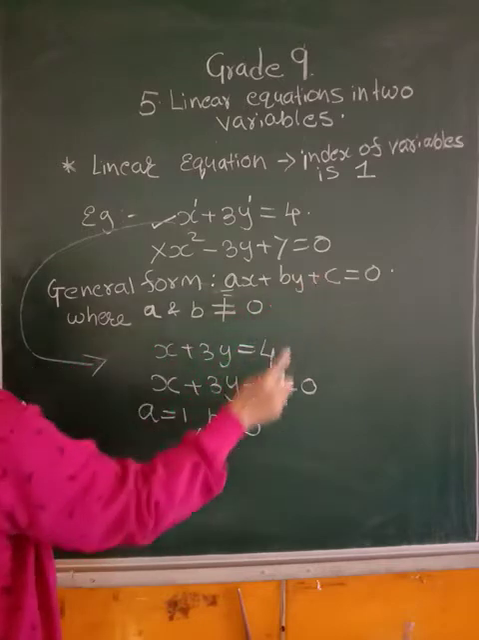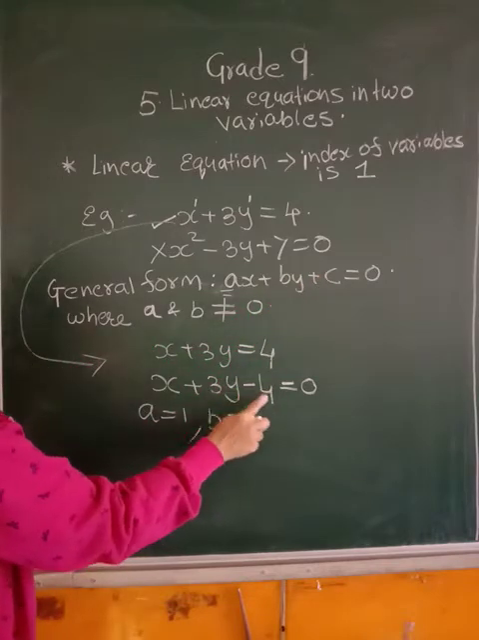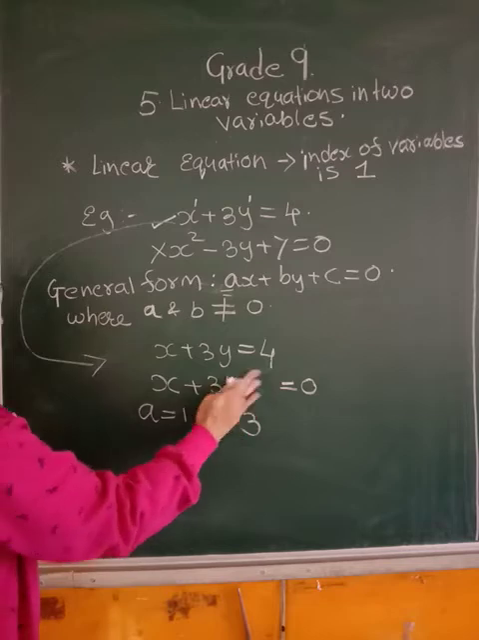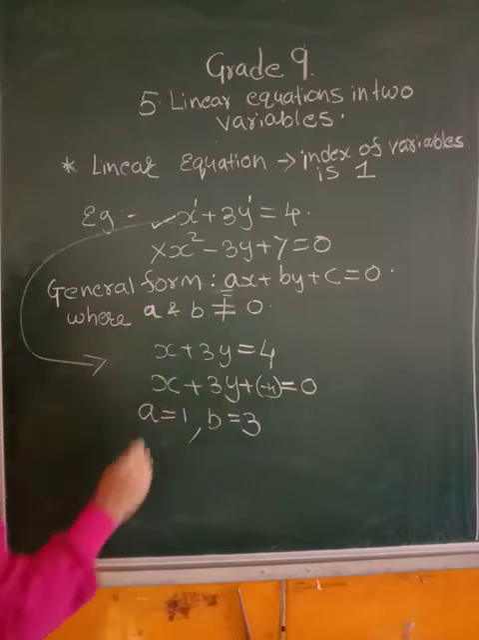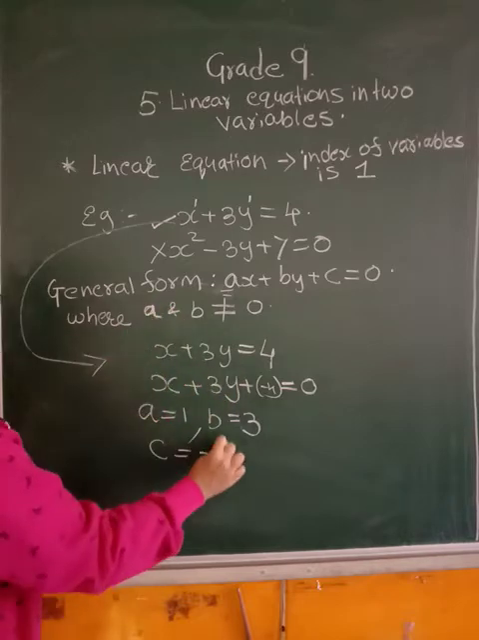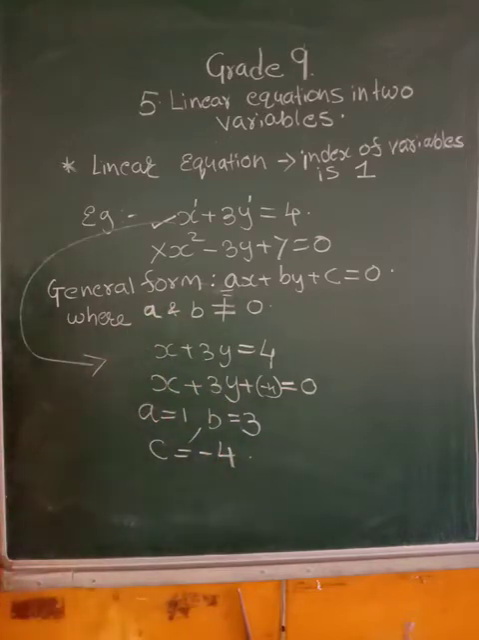And plus c. What is the value of c? It is minus 4. Don't forget this sign. Because minus 4 can be written as plus and then minus 4, because 4 is shifted over here. So the value of c becomes minus 4. Have you understood up to here?